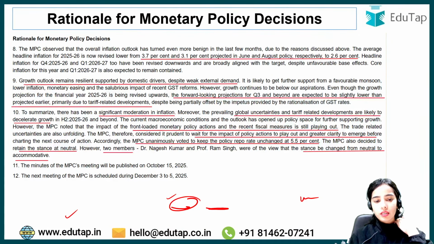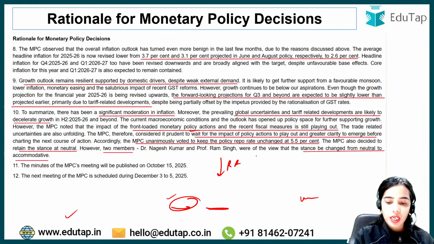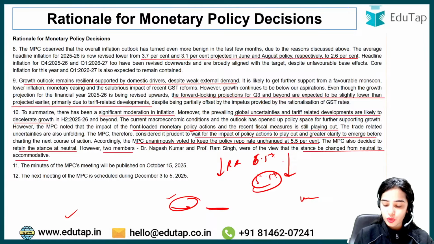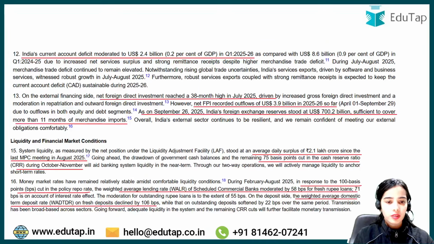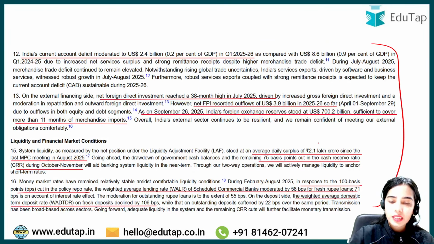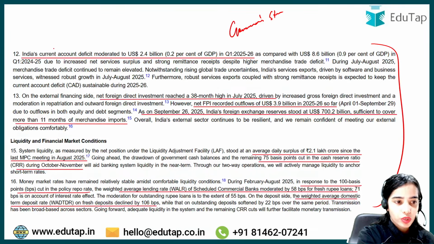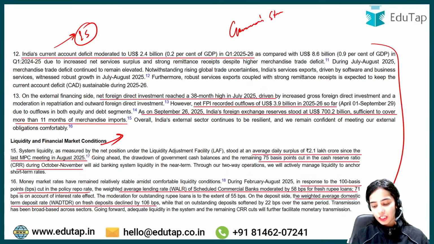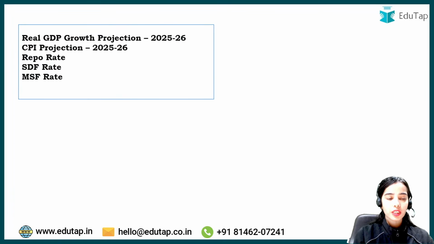Then we discuss the summary. There is front-loaded monetary policy action, decreasing the repo rate from 6.5% to 5.5%. This was done from February till June. So these are the extra points, which were given in the governor's statement. This was about the external sector, and this is about liquidity and financial market conditions. Now these are the questions in front of you.